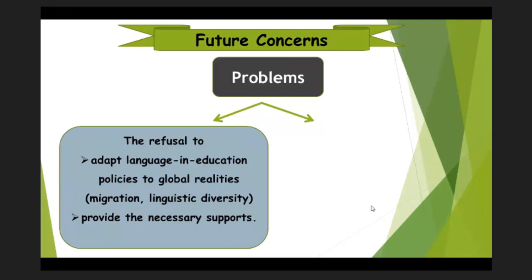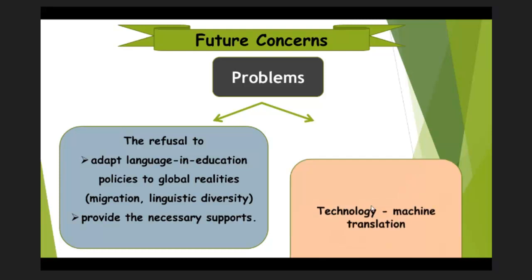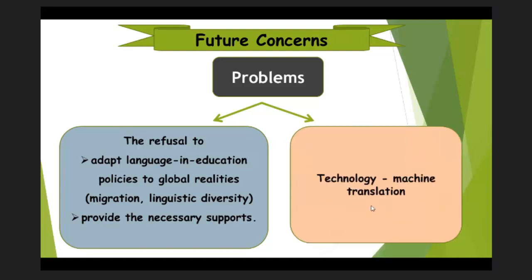And the second problem of multilingualism comes from technology. Some people prefer to use machine translation rather than focus on multilingual education because they think that it is easier and more convenient.